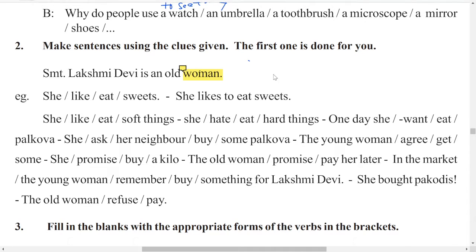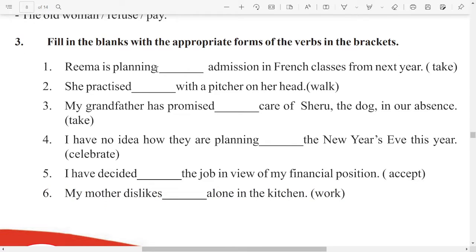Next, coming to the next exercise that we have to see here: fill in the blanks with appropriate forms of the verbs in the brackets. So we have some verbs here, we have to fill them using appropriate verbs. See here, Rima is planning dash admission in French classes from the next year. That means she is trying to plan, right? So Rima is planning what? Planning is followed by to: she is planning to take. I am planning to go, I'm planning to come. So to take must be used here.